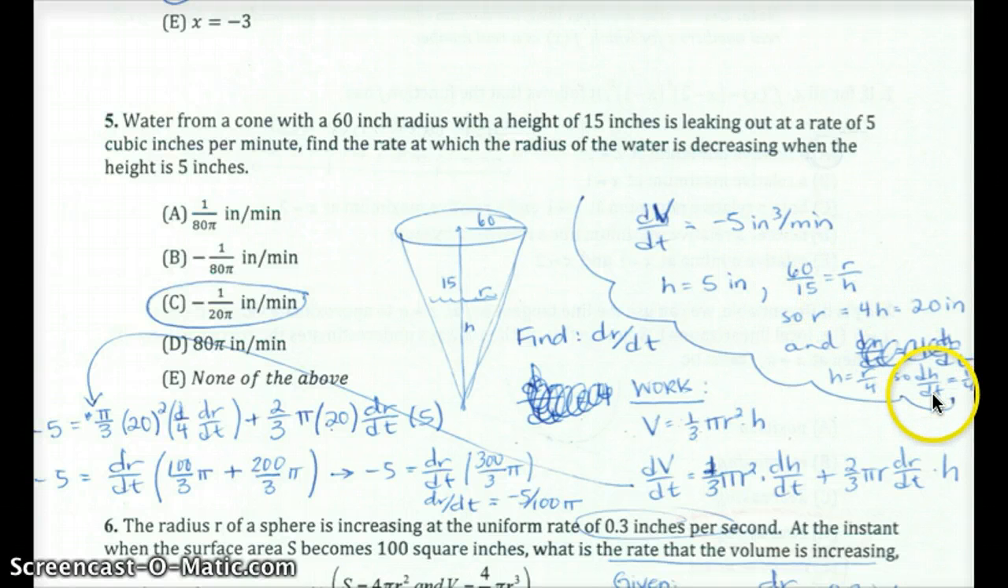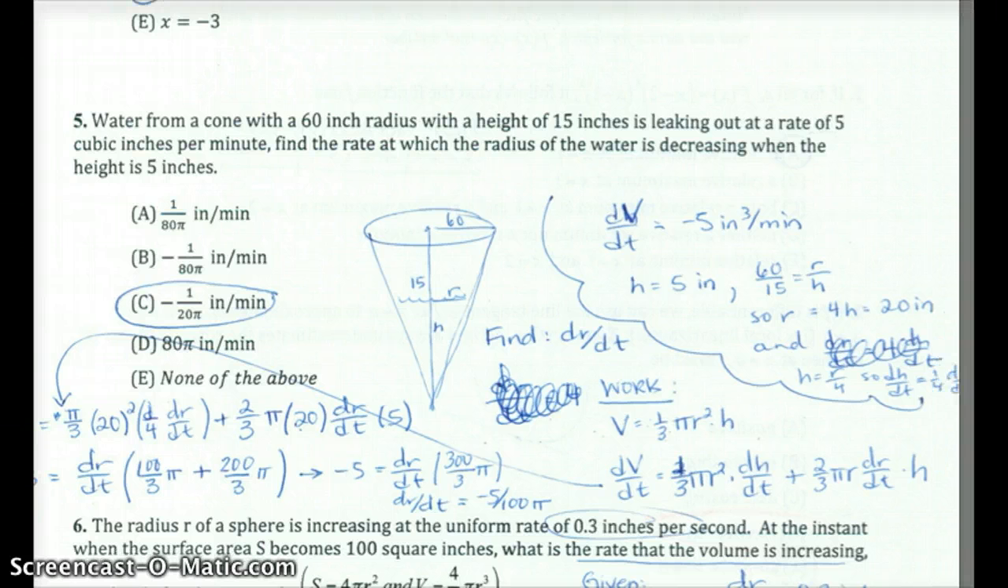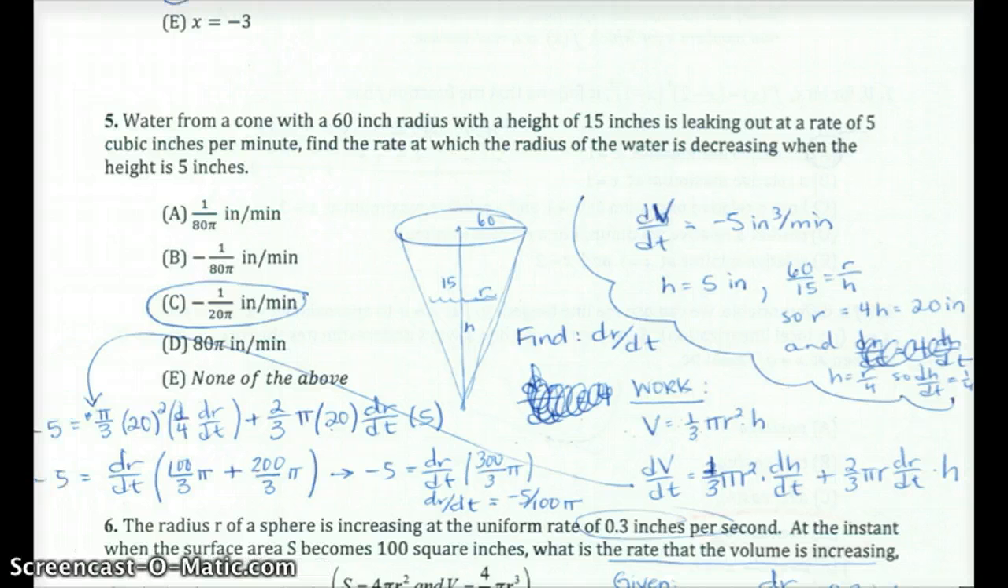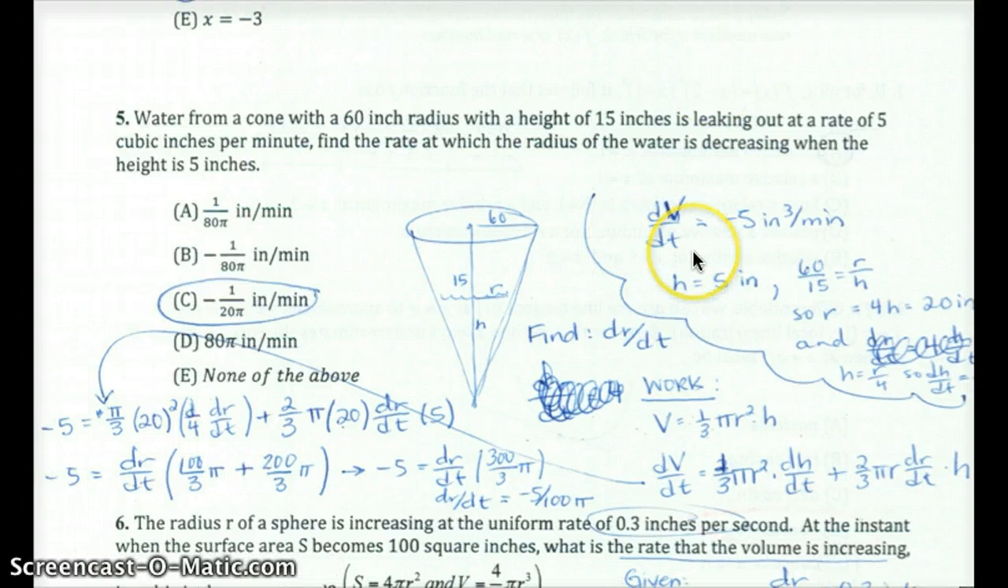So dh/dt, the rate at which the height is changing, has to be, and I know it's really small here, 1 over 4 dr/dt. So using these two numbers and then this relationship, I took the derivative of the volume function with respect to time, which is this function, and here's my derivative. It's a product rule because r and h are both changing. And then I plugged in all of those values.